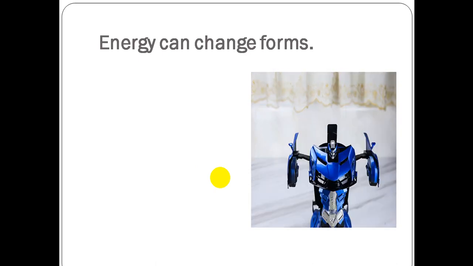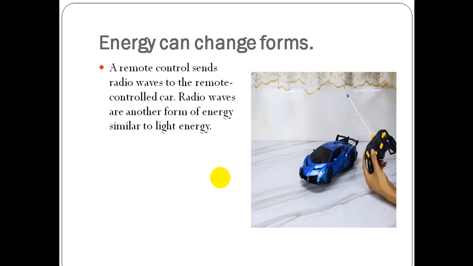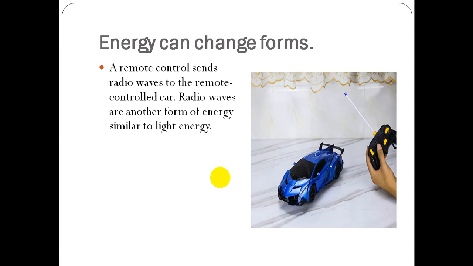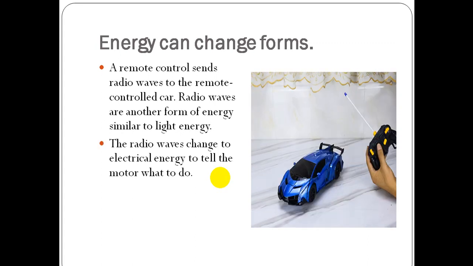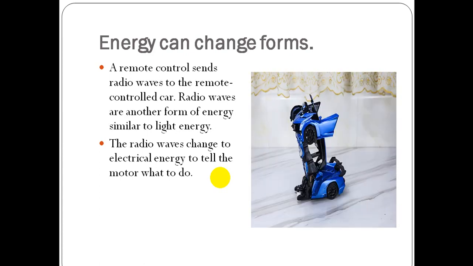I know that most of you have such toys which move with remote control. What happens here? It's another change of forms of energy. A remote control sends radio waves to remote controlled cars. What are radio waves? Radio waves are another form of energy similar to light energy. The radio waves change to electrical energy to tell the motor what to do: to move faster, slower, to turn, or even to stop. So the radio waves change into electrical energy.